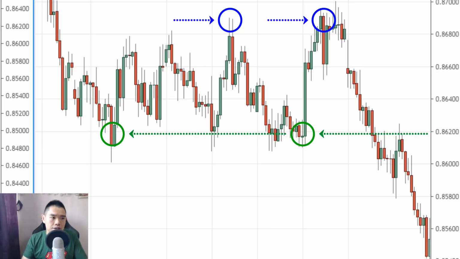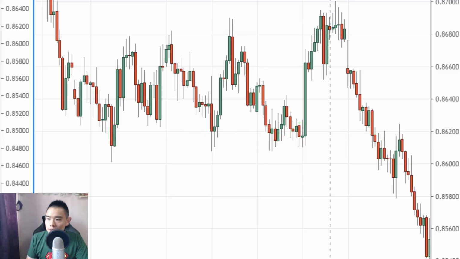Make sense? This is a useful technique to consider if you're looking to trade the breakout before the breakout. Okay, let's see what else I can share with you.